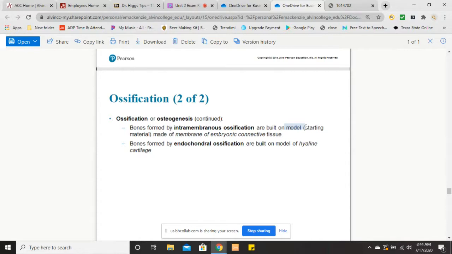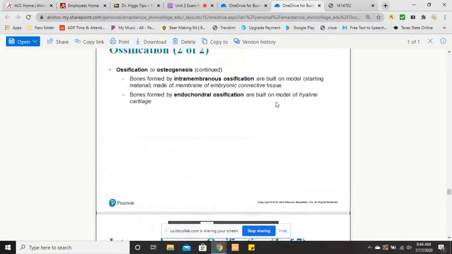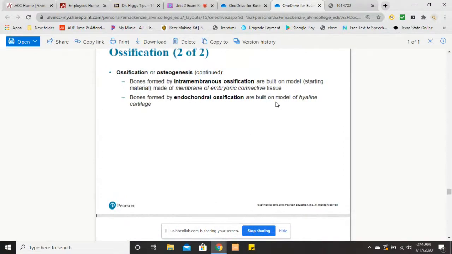First up is intramembranous ossification. Turns out your flat bones are made this way. So think skull, ribs, sternum. They will be made via intramembranous ossification. This is for flat bones. And its name gives you a hint as to the starting material. The starting material is an embryonic connective tissue we call mesenchyme or mesenchymal membrane. Here it is, mesenchymal membrane or mesenchyme. This is an embryonic connective tissue. That's all it is. It's just a connective tissue before you were born, as you're developing. Okay, that is the starting material in intramembranous ossification.